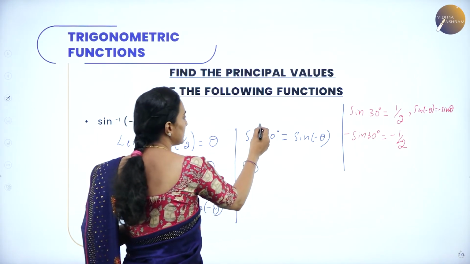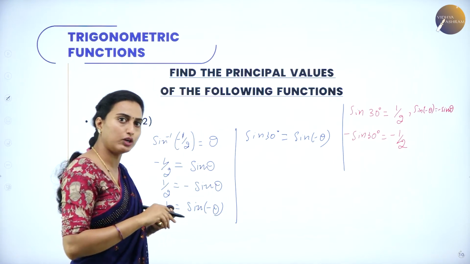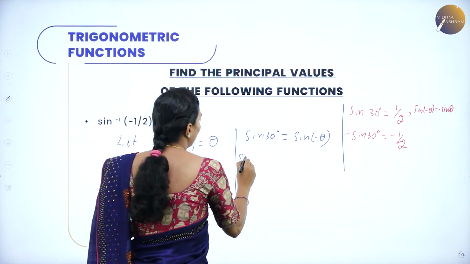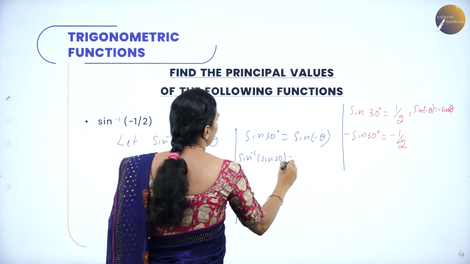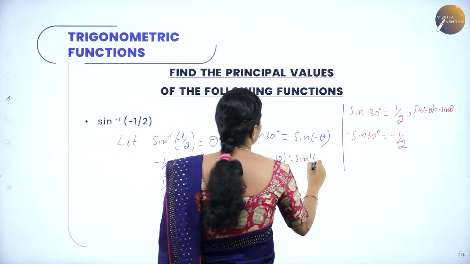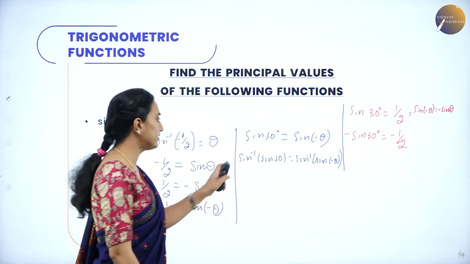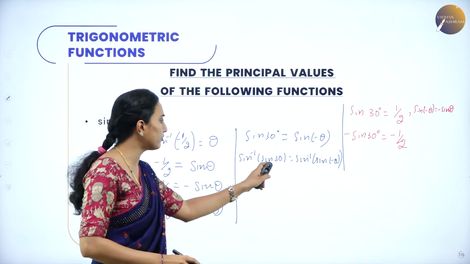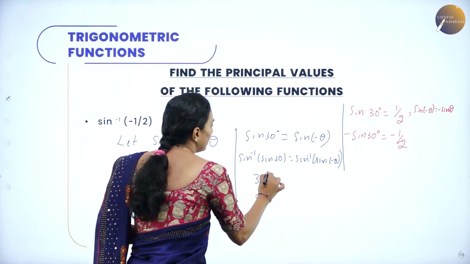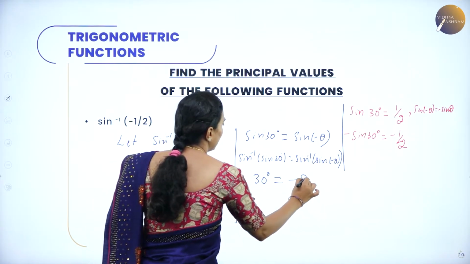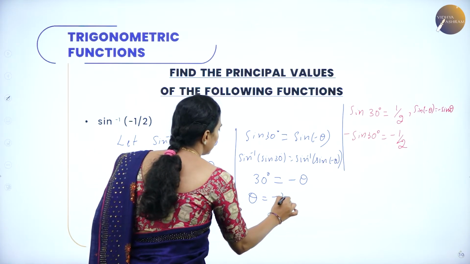Sine inverse of sine. This sine and this sine will get cancelled. Or multiplying throughout by sine inverse, what will it become? Sine inverse of sine 30 degree is equal to sine inverse of sine minus theta. Correct na? So sine inverse of sine theta is theta. Therefore, 30 degree is equal to minus theta. Otherwise, theta will be equal to minus 30 degree.